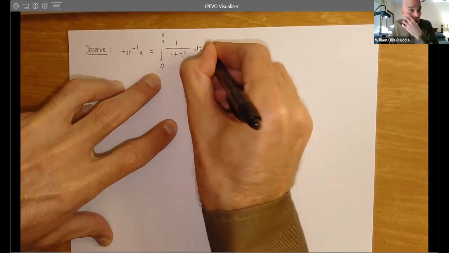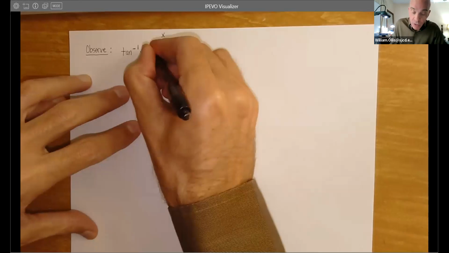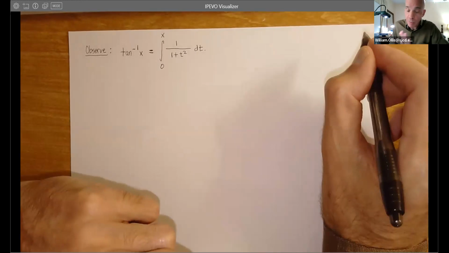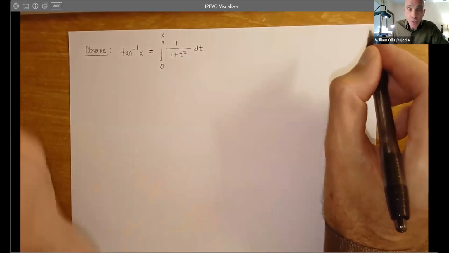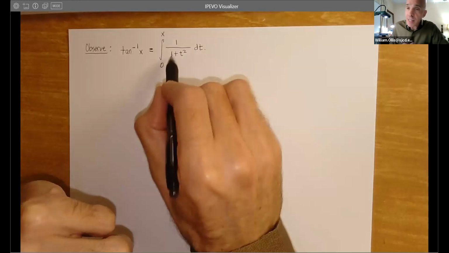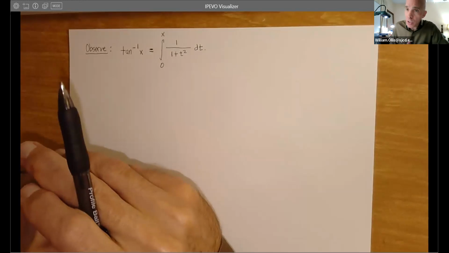Now you learned that the first week, unless you took a Calculus 1 class where they cheated and talked about these beforehand when they should have been doing inverse hyperbolic functions, but that's neither here nor there. This is a standard formula from Calculus 2 that you learned the first week.